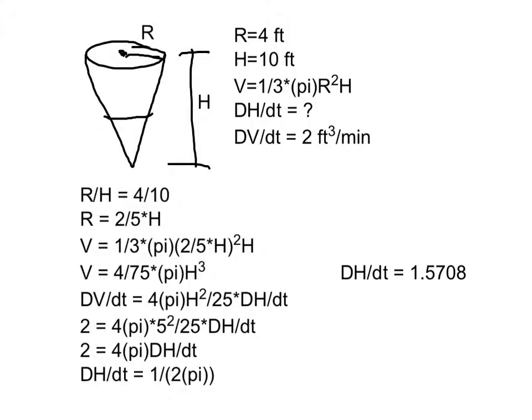To begin this equation, we must first find the proportion of radius to height. Then, plug in the value for h that you got for r. Using your new equation for volume, take the derivative and solve for dH/dt.